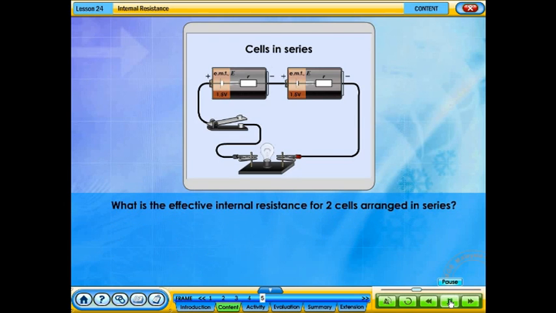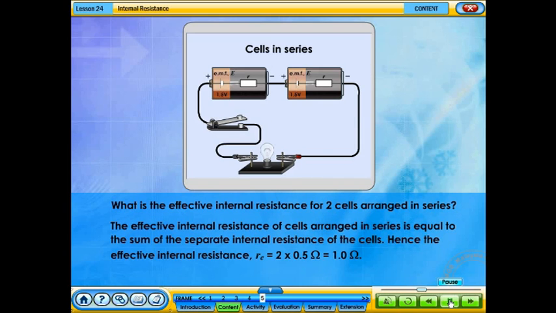What is the effective internal resistance for two cells arranged in series? The effective internal resistance of cells arranged in series is equal to the sum of the separate internal resistances of the cells. Hence, the effective internal resistance RE equals 2 times 0.5 ohms equals 1.0 ohms.